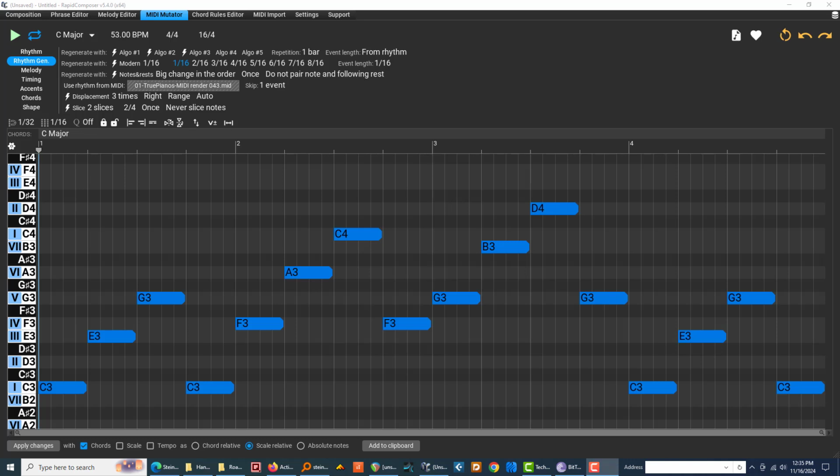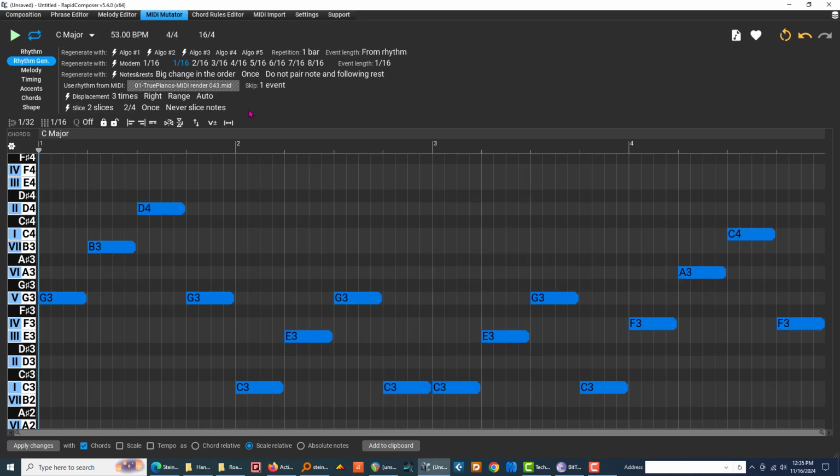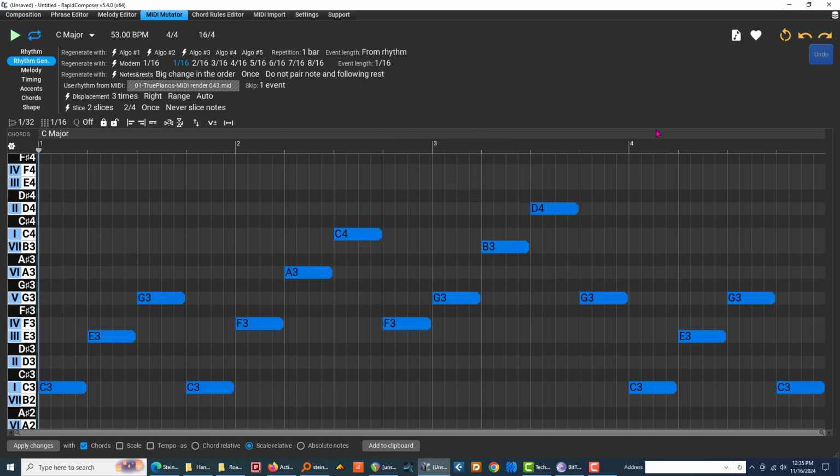Okay, we're going to look at the last line in this rhythm generator tab under the MIDI mutator, and that's this slice where it says slice, two slices, and we can just type in the number we want. So let me undo that.